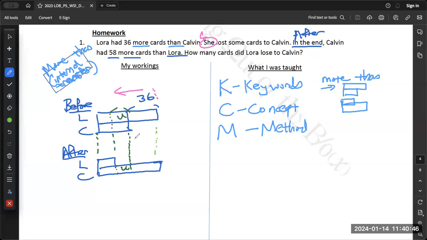Because it's 58, this part will be unknown. And if you draw the model with alignment, this will be 36.